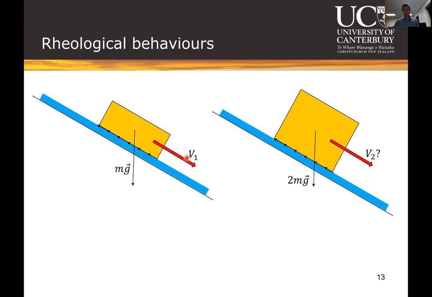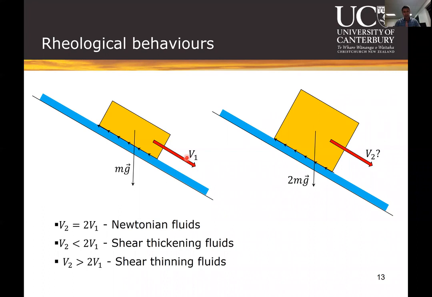go down the plane? And of course, if you've got a Newtonian fluid, the stress and shear rate are proportional to one another. So if you double the mass, you will double the velocity. If you've got a shear thickening fluid, that means that when you shear it harder, the viscosity increases, and therefore the velocity of the heavier block will not be equal to twice the velocity of the lighter block. And shear thinning has the opposite trend, whereby the viscosity decreases as you increase the shear, and therefore the velocity of the heavier block would be more than twice the velocity of the lighter block.